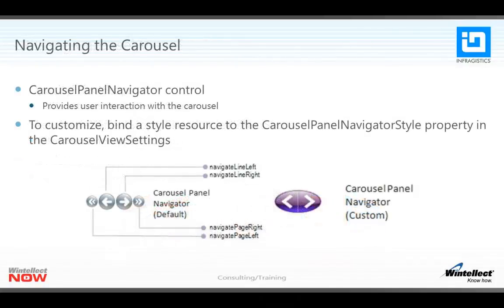End users can navigate through carousel items using the Carousel Panel Navigator control. The appearance of this control can be customized by binding a style resource to the Carousel Panel Navigator style property in the carousel view settings.